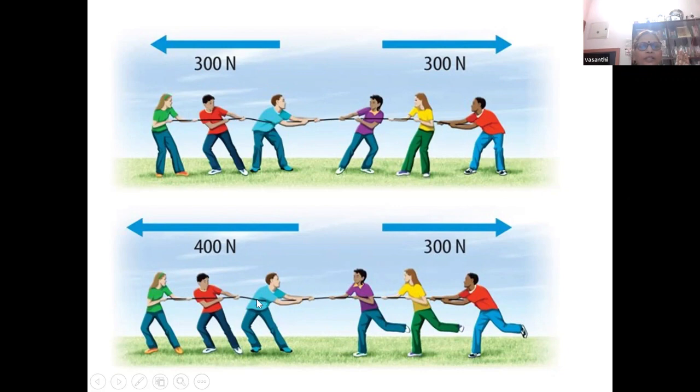So what will happen now? This team is exerting 400 Newton. So this team is pulled towards the other team, and the other team will be the winner. So which is the balanced force here? The first diagram illustrates balanced force and the second diagram illustrates unbalanced force.